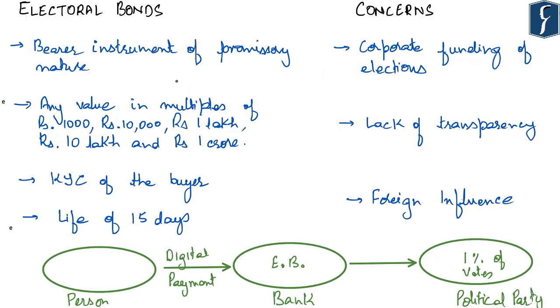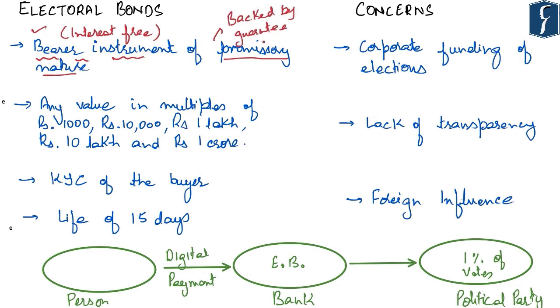Now, in order to understand electoral bonds in simple terms, let's first understand the basic definition of electoral bonds. The first and foremost is that electoral bonds are bearer instruments. In the context of electoral bonds, when we talk about bearer instruments, it means they are interest free. A bearer instrument is a type of fixed income security in which no ownership information is recorded and the security is issued in physical form to the purchaser. At the same time, they are also promissory in nature. The moment we say it is promissory in nature, it means it is backed by a guarantee that the payment will be made once the bond is redeemed.